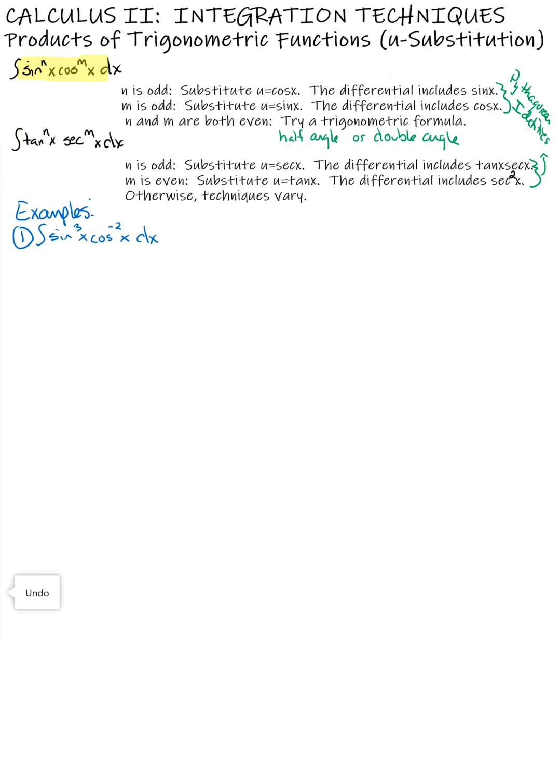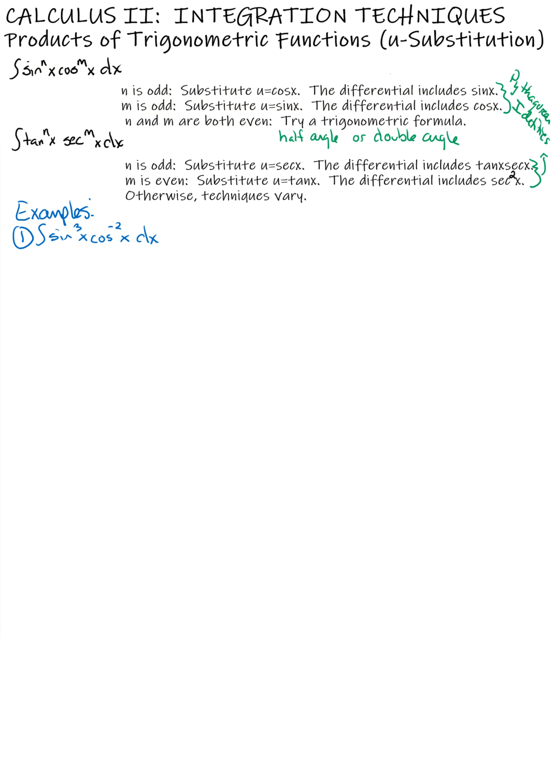Now, if we're looking at the sine times cosine, if the exponent on the sine is odd, our substitution will be u is equal to cosine x, and the differential will include sine of x. If the exponent on cosine is odd, then our substitution will be u is equal to sine of x, and the differential will now include cosine of x. If they're both even, then we're going to try to use a trigonometric formula. I like to start with the half angle formula. If that doesn't work, then I'll go to the double angle formula.